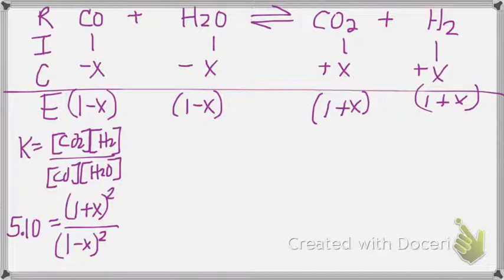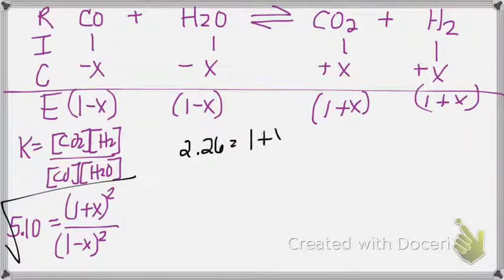Cross out the squares? Yes, but how do I just cross out the squares? There you go. We are going to square root the entire thing, because we can, and we shall. So now, the square root of 5.10 is 2.26. Take my word for it if you don't believe me. So 2.26 equals 1 plus X over 1 minus X. So now we have to do our little cross multiply, divide and conquer, collect your terms, all that jazz.